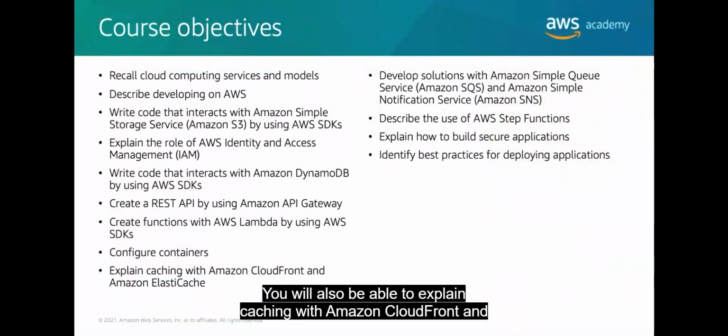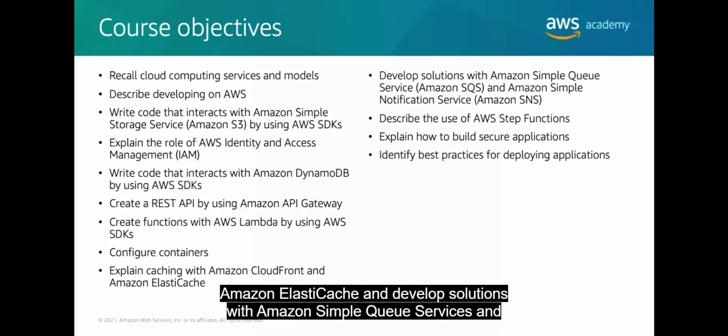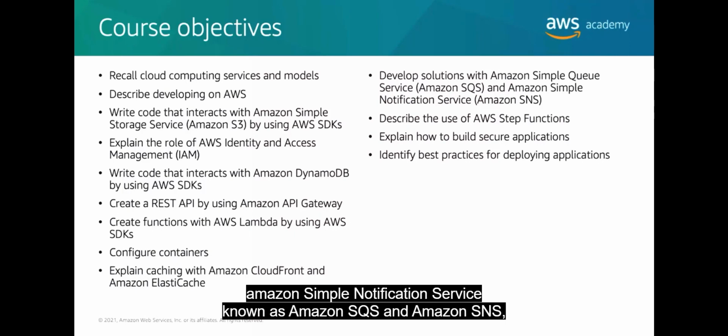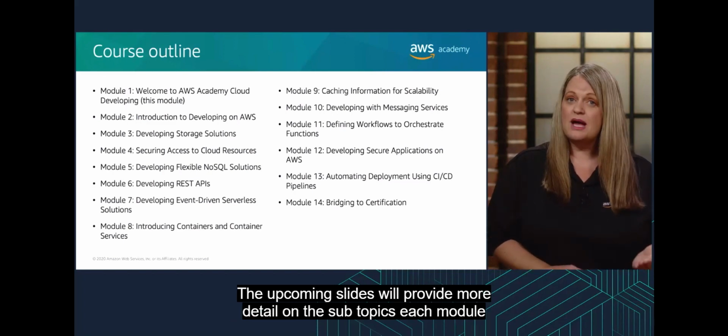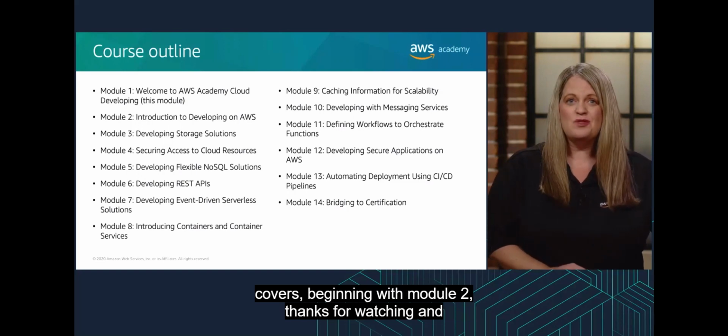You will also be able to explain caching with Amazon CloudFront and Amazon ElastiCache, and develop solutions with Amazon Simple Queue Service and Amazon Simple Notification Service, known as Amazon SQS and Amazon SNS, respectively. Finally, you'll be able to describe the use of AWS Step Functions, explain how to build secure applications, and identify best practices for deploying applications. This course consists of 14 modules, which are listed on this slide. The upcoming slides will provide more detail on the subtopics each module covers, beginning with Module 2.